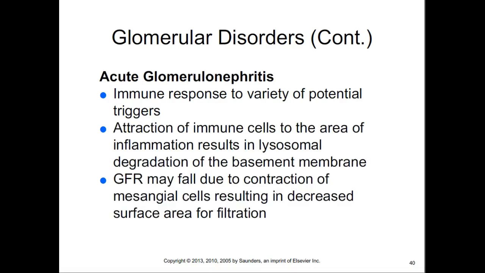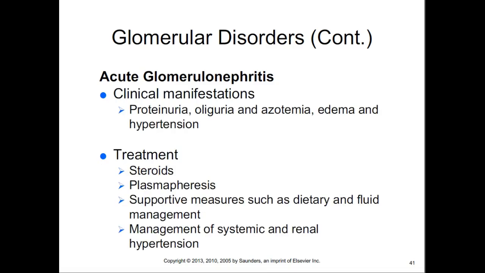Some of them include acute glomerulonephritis. This is an immune response to a type of trigger that causes immune cells to go to the area of inflammation, causing lysosomal degradation of the basement membrane. If you remember, the basement membrane is part of your glomerular membrane. Glomerular filtration rate then falls because of a contraction of the mesangial cells, which are smooth muscle cells, resulting in decreased surface area for filtration. And so that's acute glomerulonephritis.